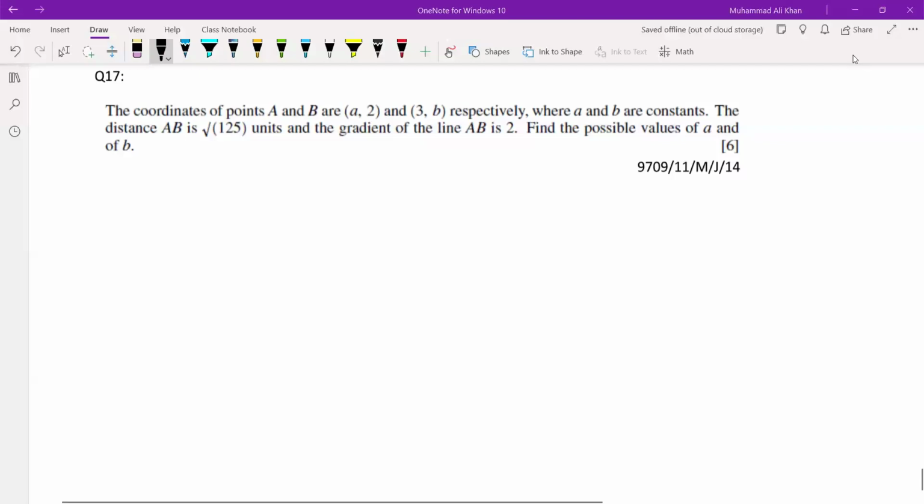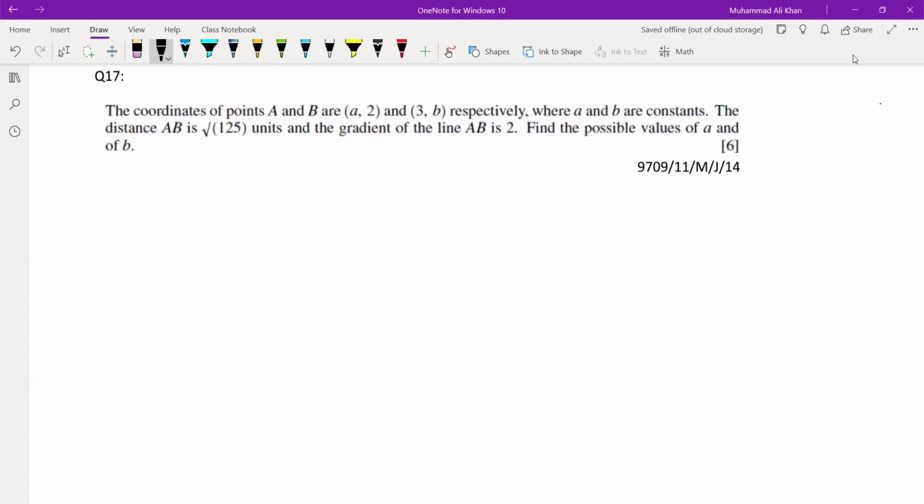Now, students, question number 17, it is 970911 May June 14 examination. The question is: the coordinates of the points A and B are this and this. The distance AB is root 125 units and the gradient AB is 2. Find the possible values of a and b.